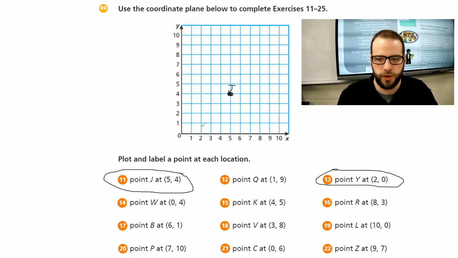Y would be 2 over, 0 up. Ooh, those are tricky ones. K would be 4 over, 5 up.